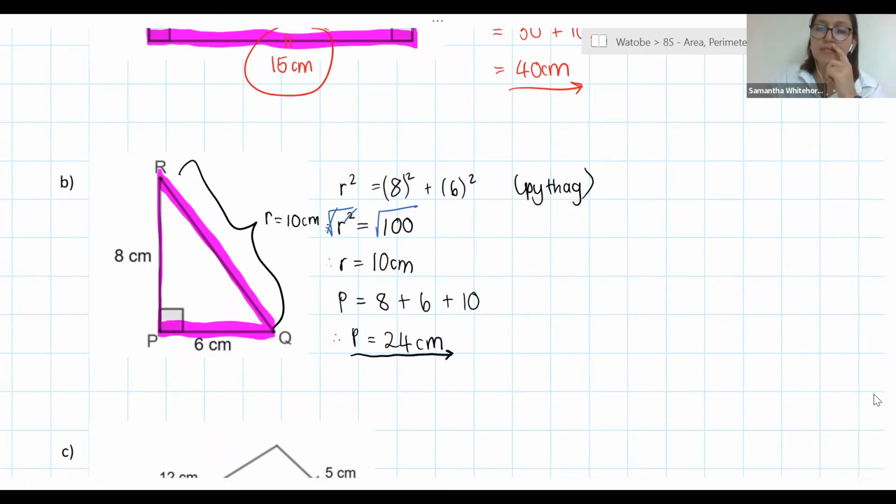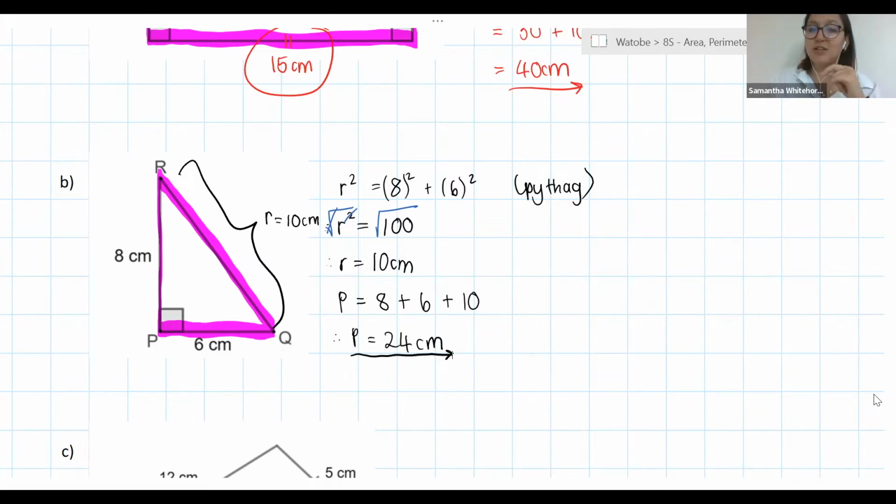Alrighty, guys. So often what happens with right-angled triangles is they won't give you one of the lengths. So like I've done here, they will leave off one of the side lengths, and you will first need to do Pythagoras, and then you will have to work out perimeter. So just bear in mind that if you don't have all of the lengths for your shape, you might need to go and work it out.